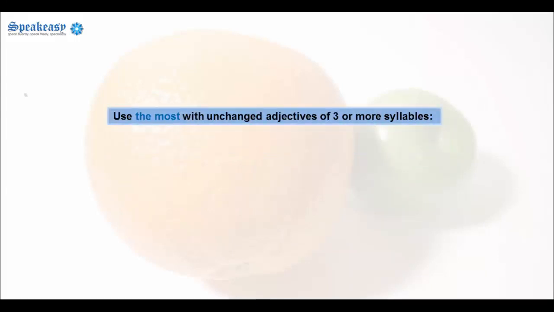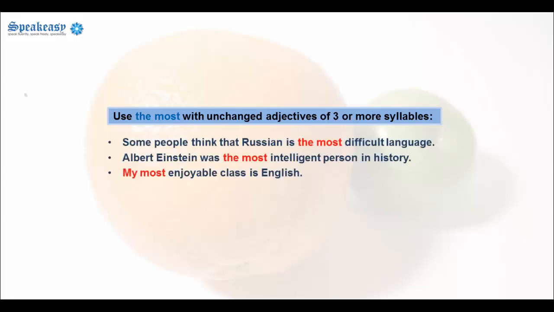Use the most with the unchanged adjective of three or more syllables. Some people think Russian is the most difficult language. Albert Einstein was the most intelligent person in history. My most enjoyable class is English. Notice that the last example shows that the article the can be replaced by a possessive determiner.